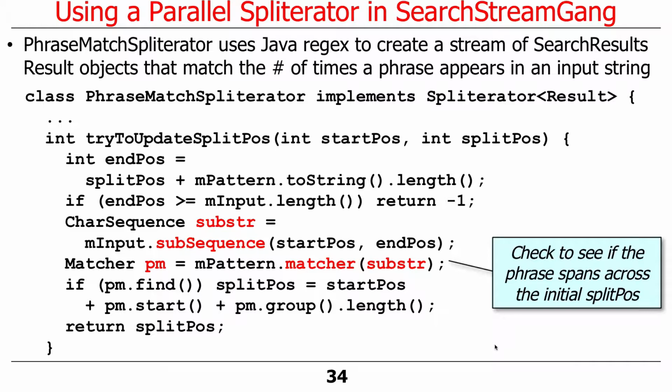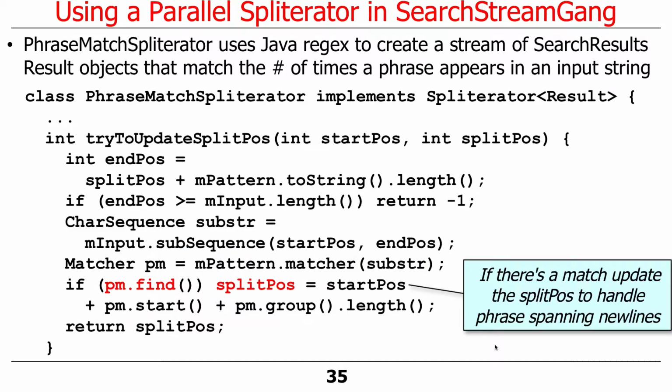And it's very clever, and it uses regular expression matches in order to make this work. And it's still reasonably efficient. It's not going to take linear time. It'll take basically constant time to do this. So if there is a match, if we find a match within that region, then we go ahead and update the split pause to handle the phrases that span new lines and span the split.